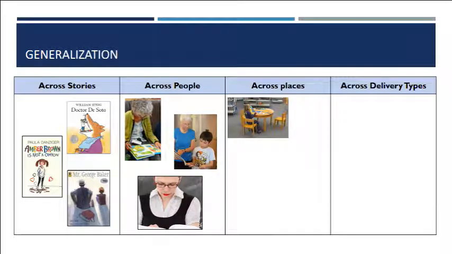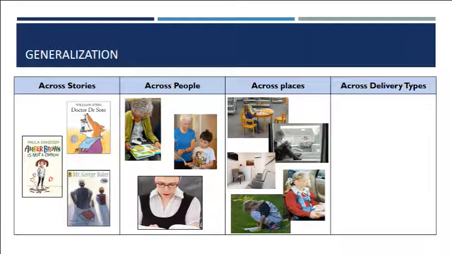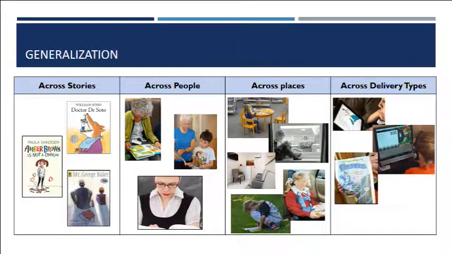Can they do it across places, at home, at school, in the waiting room, in the library, outside, at a desk, on the floor? Can they do it across different delivery types? It's a book, on different devices, on a computer, as a comic book. So they're all things to think about when you think about generalizing this piece of content.